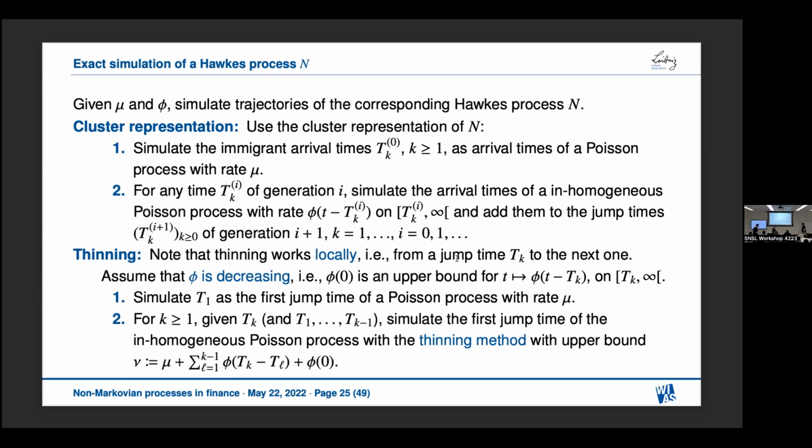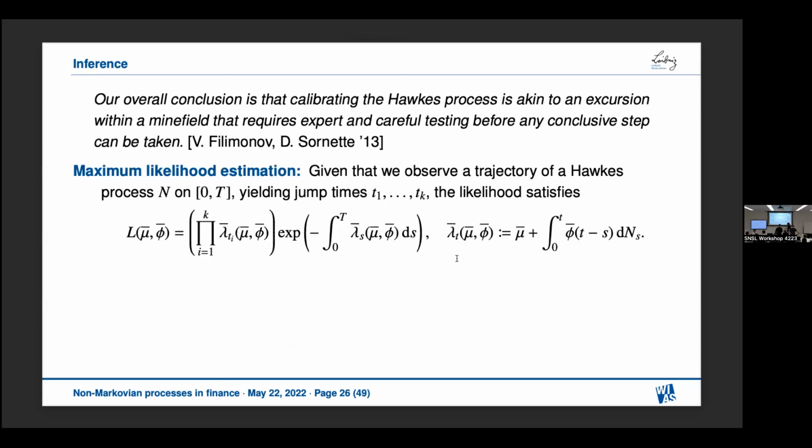So, the last thing I wanted to mention about Hawkes processes is inference. So how can we statistically estimate parameters? And we basically have two parameters, right? If we go back to the, let me not go back and instead use the whiteboard. We have lambda t is equal to mu plus the integral of phi(t minus s) dN_s. And that means our two parameters are mu and phi.